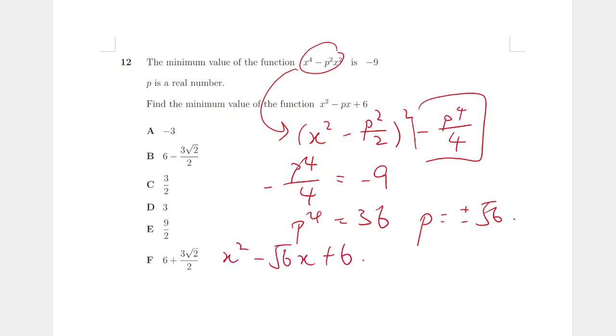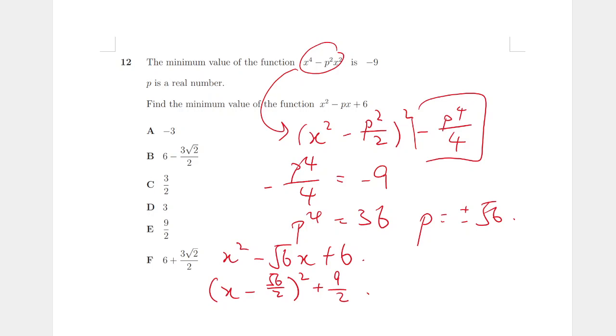Okay, so again, minimum, right? Complete the square. x minus square root of 6 over 2, again just dividing the coefficient by 2, all squared. Okay, so what do I get when I square this? I get 6 over 4, which is 3 halves. So what do I need to get to 6? I need plus 6 at the end, but now I only have plus 3 halves. So I need 9 halves, plus 9 halves.